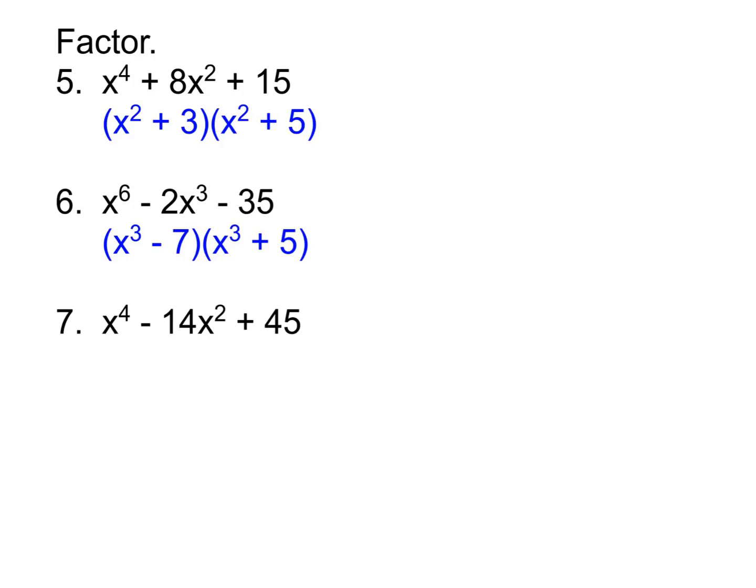And then we go on to number 7. In number 7, again, I start by noting that my exponents are 4 and 2. The first exponent is double the second exponent, so I can treat it like a quadratic. The only difference is, of course, instead of x plus or minus, it's going to be x squared plus or minus in each parenthesis. And so I say, what two numbers add to a negative 14 and multiply to a positive 45? You should get negative 5 and negative 9.